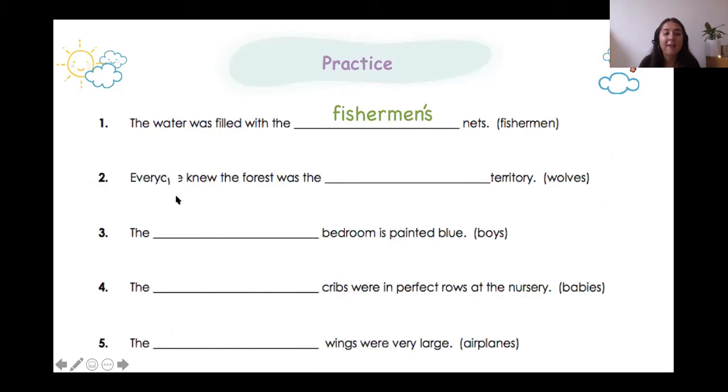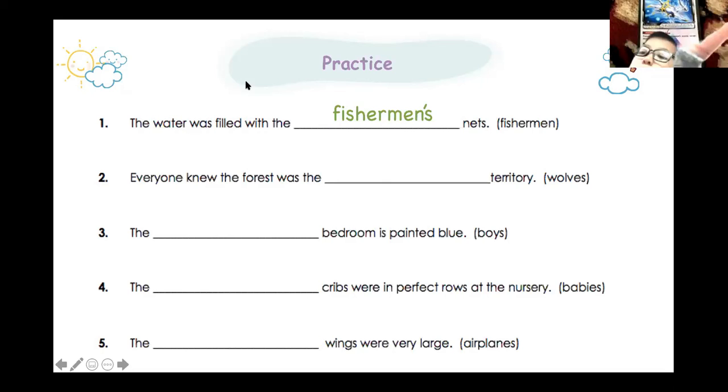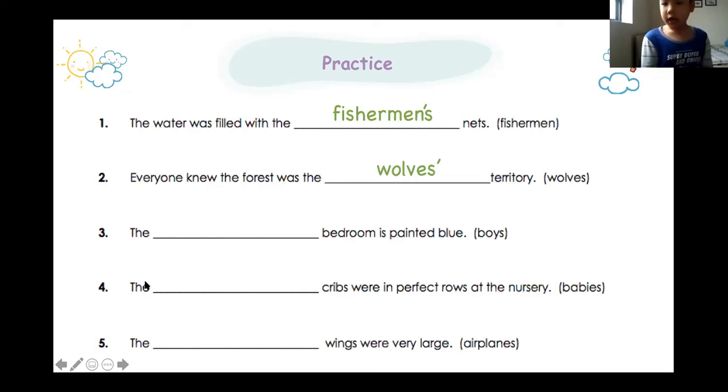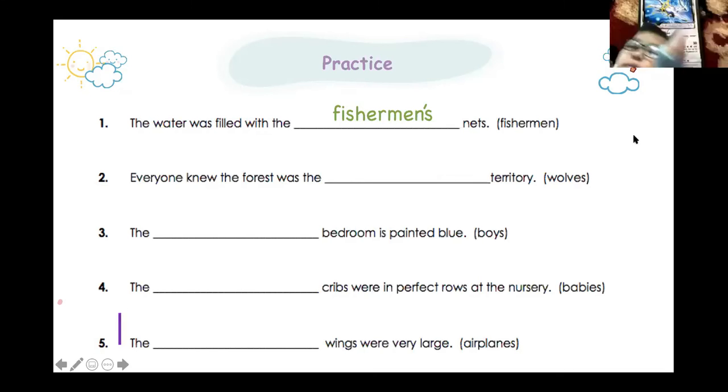Okay, number 2. Everyone knew the forest was the wolves' territory. How should we spell wolves? This is a regular plural noun. I'm going to unmute everyone. Let's all spell it together. 1, 2, 3, go. W-O-L-V-E-S apostrophe. Perfect. Well done, guys. Because this word already ends in S, we must add an apostrophe after.